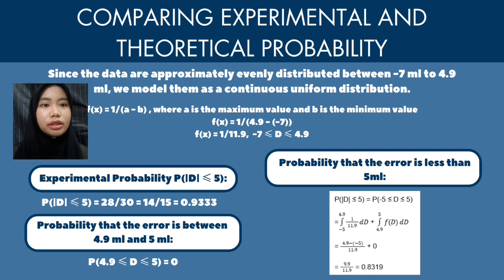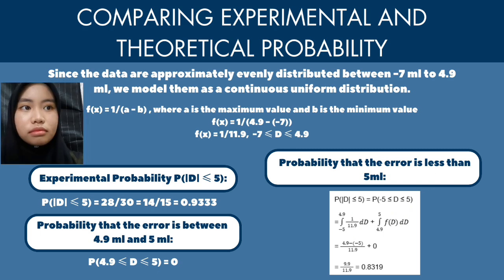So we already get the answer from 4.9 to 5 is 0. Then we integrate as usual, and we will get 9.9 over 11.9, which is equivalent to 0.8319.